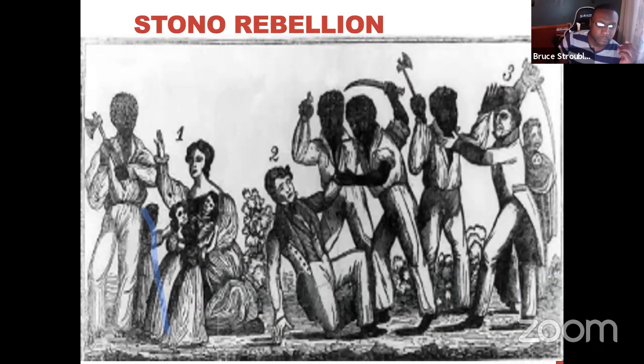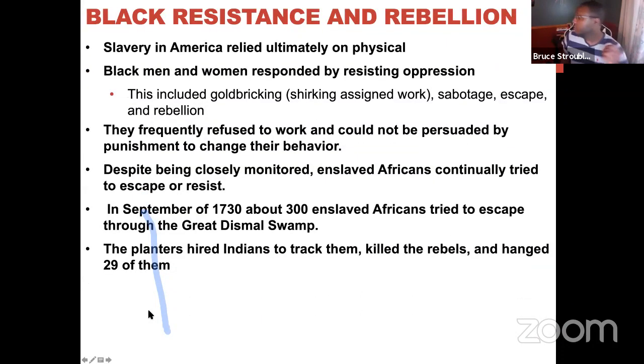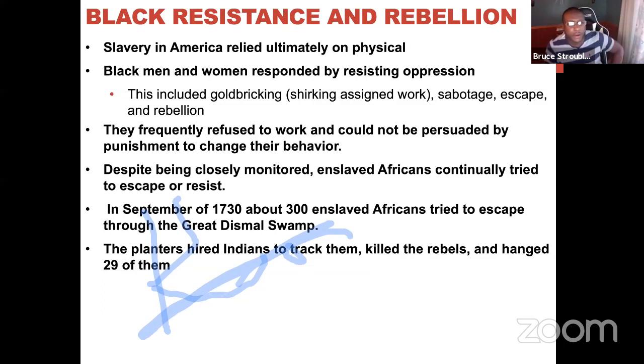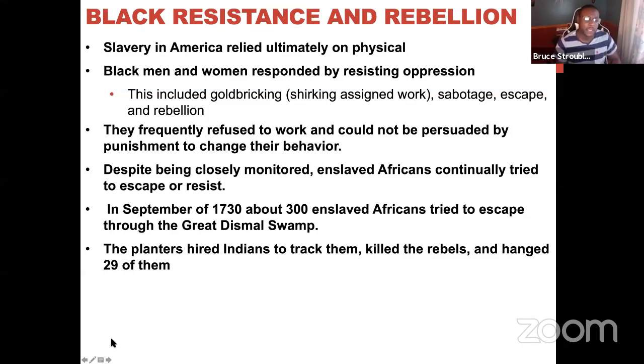So in September 1730, about 300 enslaved Africans tried to escape through the Great Dismal Swamp. However, the plantation owners hired Native Americans to track them, killed the rebels, and hung 29 of them. But nonetheless, despite being closely monitored, African people continually tried to escape or resist. It was never something that people just completely surrendered to, but also escape or resisting came at great risk.